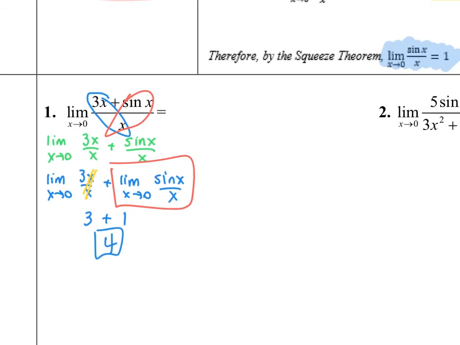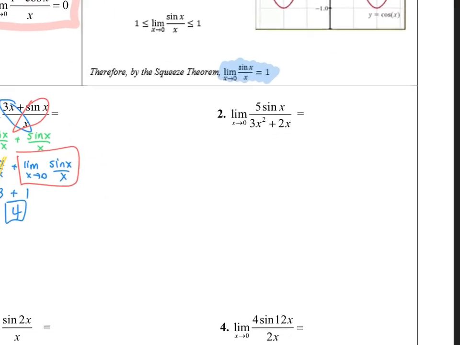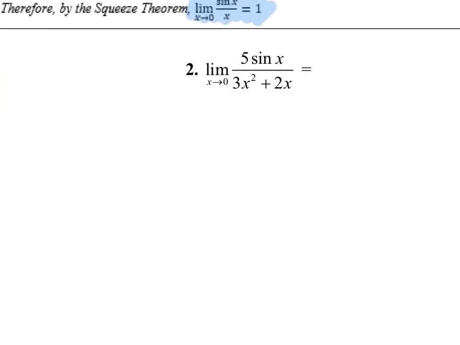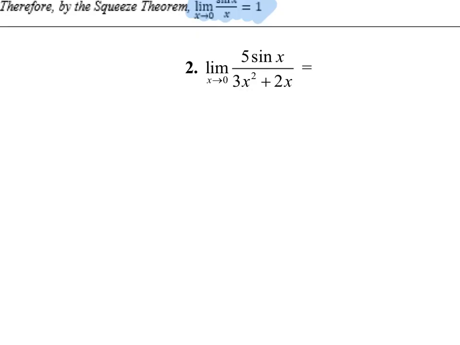The idea with number 2 is pretty much the same. I want to use some algebra and try to get that sine x over x isolated. The algebra is a little bit different on this one, and when I look at it initially, I might not know exactly what to do, but what I see is that here in the denominator, I have a common factor of x, so let me factor that x out.